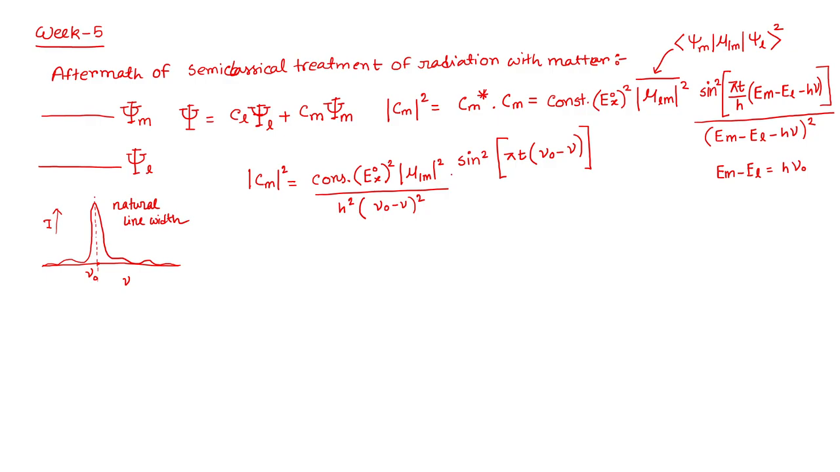And we know that the energy density is given by rho nu, which is nothing but some constant k times E0x square.